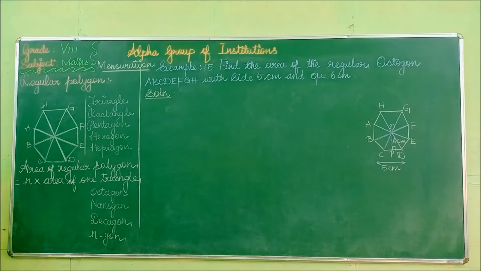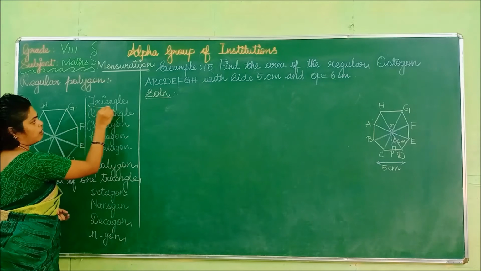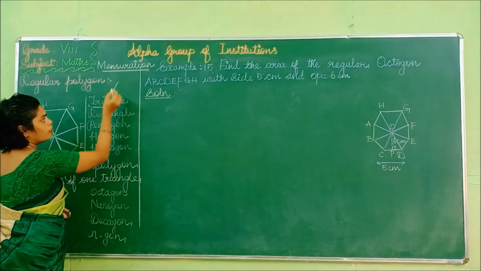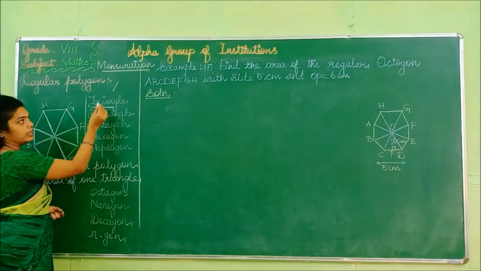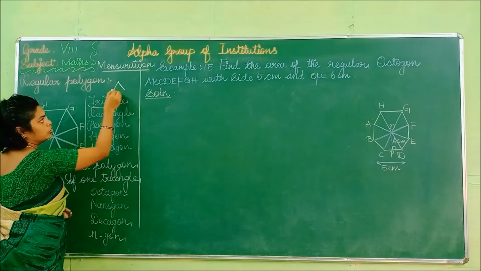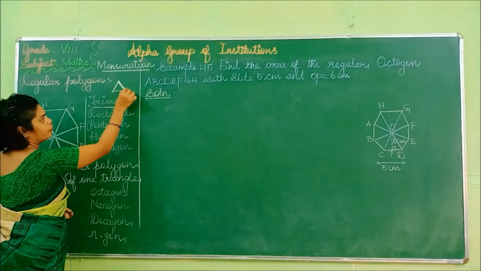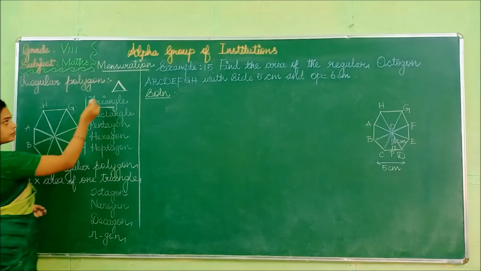Next we are going to learn about the regular polygon. What do you mean by polygon? A polygon is a two-dimensional shape formed with straight lines. Polygon is a two-dimensional shape formed with straight lines. So we can call this triangle a polygon, because how many straight lines join to form a triangle? 3: 1, 2, 3. So we can take a triangle as an example for the regular polygon.